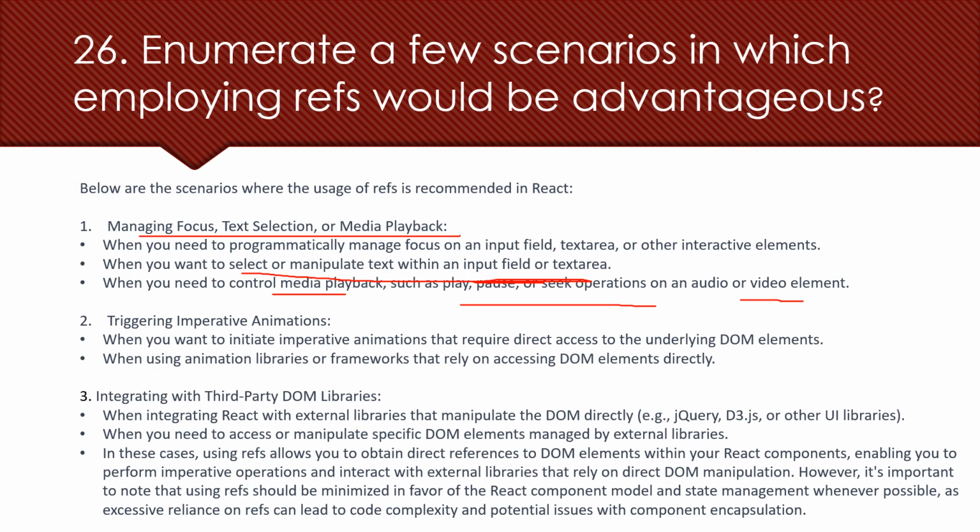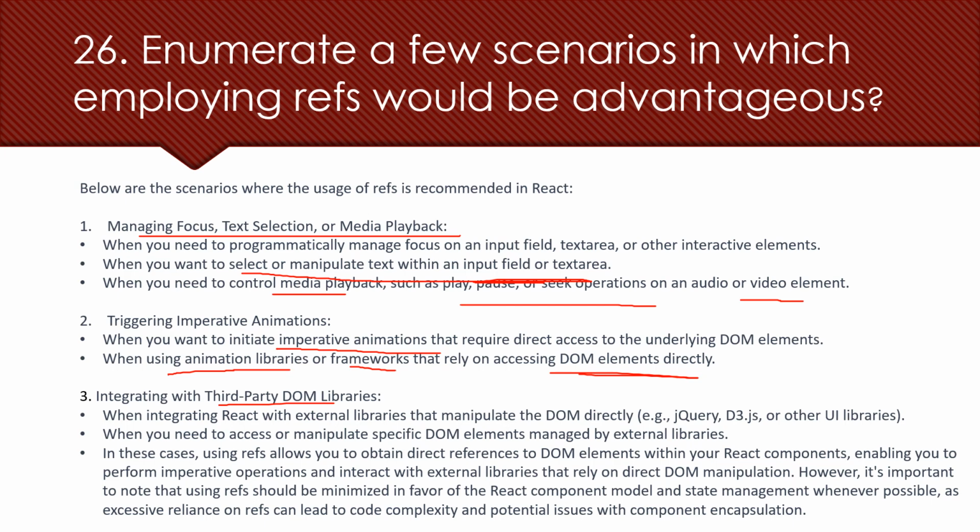So when we want to initiate imperative animations that require direct access to the underlying DOM elements, we can use refs. When using animation libraries or frameworks that rely on accessing DOM elements directly, we can use refs. That is very handy in that particular case. And when we have third-party DOM libraries, we can use refs. It is very beneficial to use refs in that particular scenario for React.